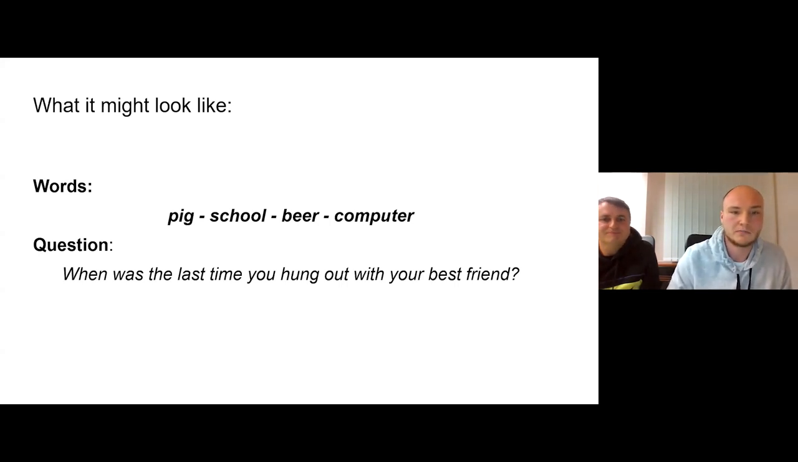You call on four students. Each of them gives you a random English word, the first word that comes to their mind. So let's say that you call on Jirka. Jirka gives you a pig. Then you call on Anička, she gives you a school. Then someone says a pear, someone says a computer. So you have these four words that you write on the board, and then they draw a random question. So the question here is, when was the last time you hung out with your best friend? And then they get into a discussion, and the person who was asked the question needs to keep answering until he or she has used all these words.